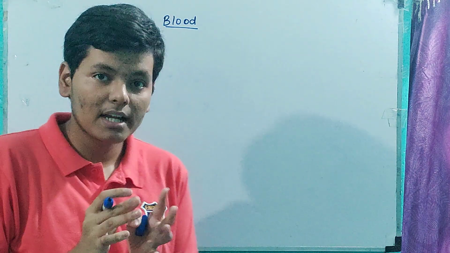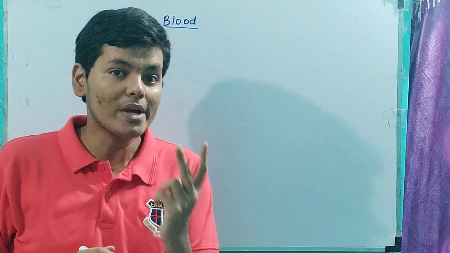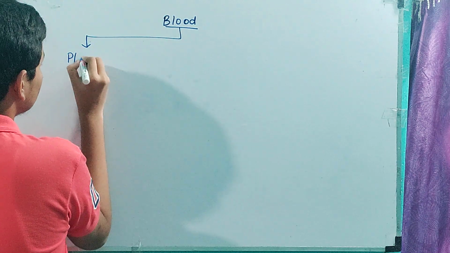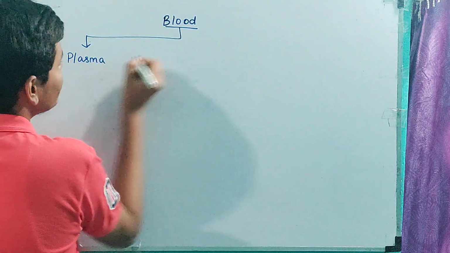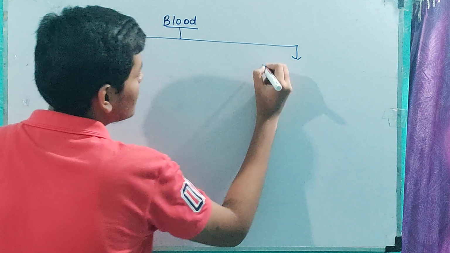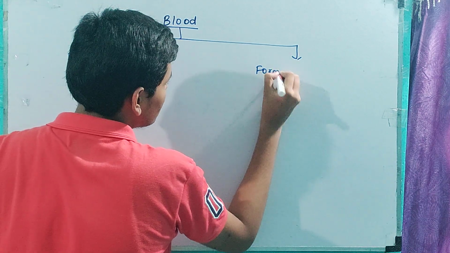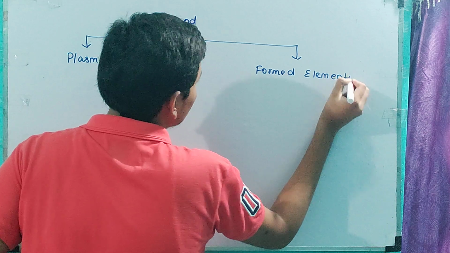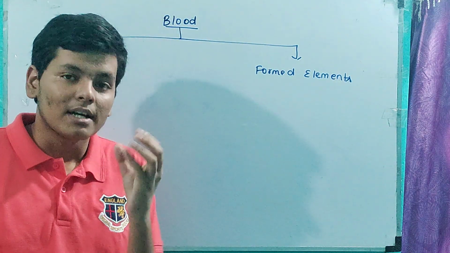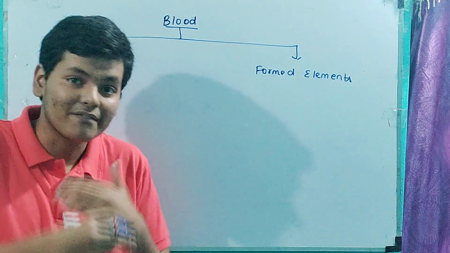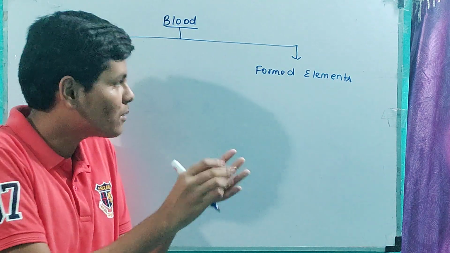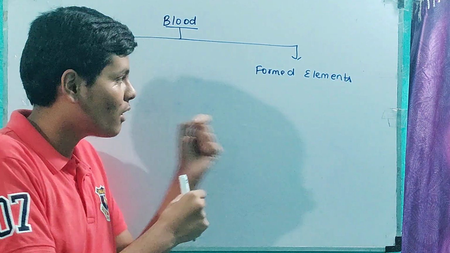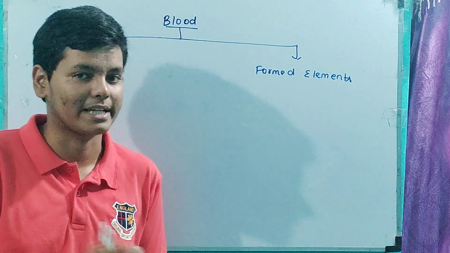Now, this blood consists of two important parts. One is called the plasma, and the other part is known as the formed elements. Now, in this video, every concept will unwind slowly. So, if there are some concepts which you do not understand in the starting, wait for some time because the concepts will be repeated in this video multiple times.